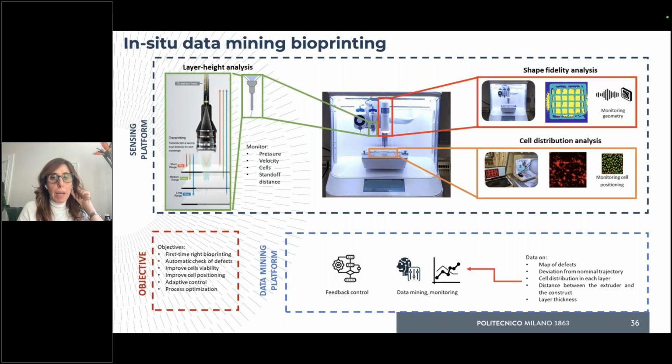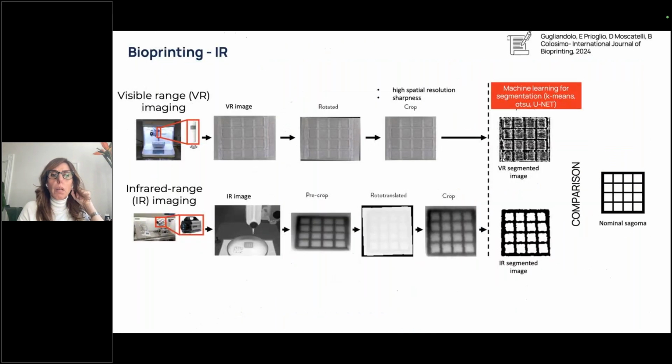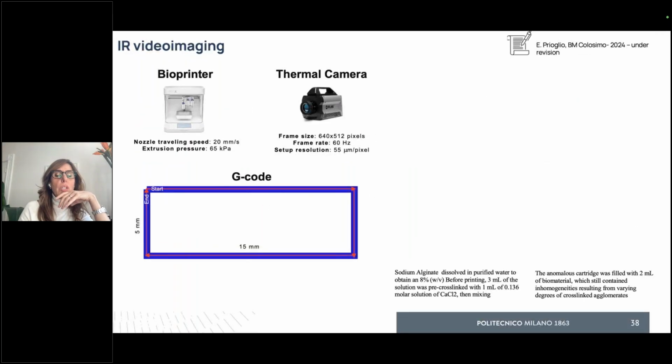Similarly, in bioprinting, all this image work is going to be a little bit more complex because, unfortunately, bioinks are transparent, and so there is this additional challenge.